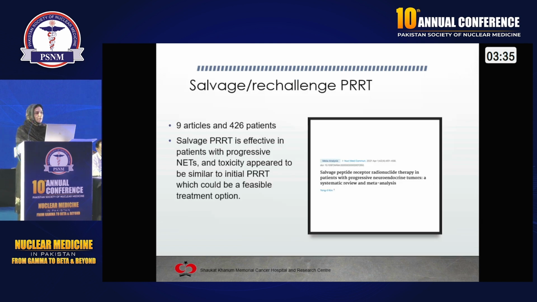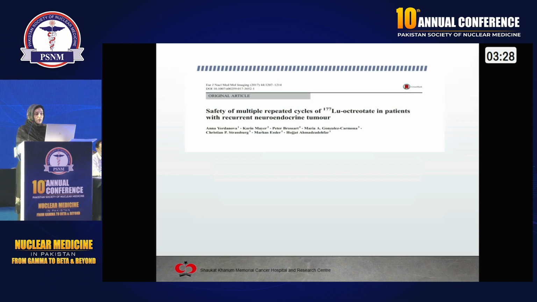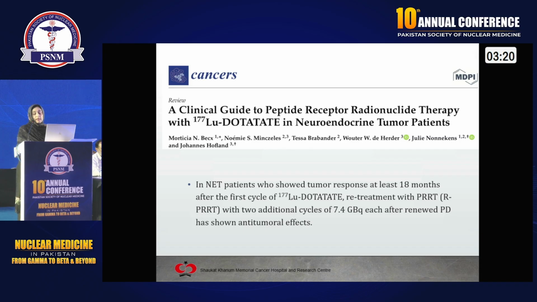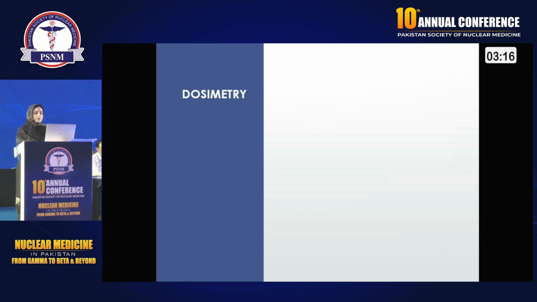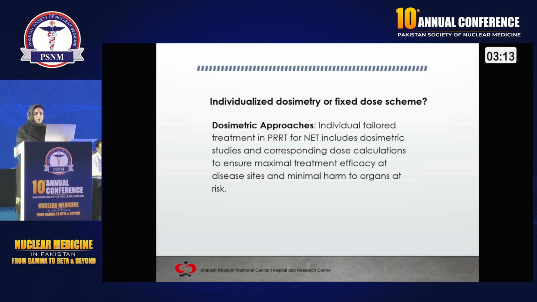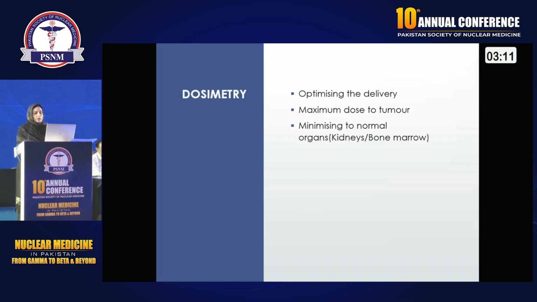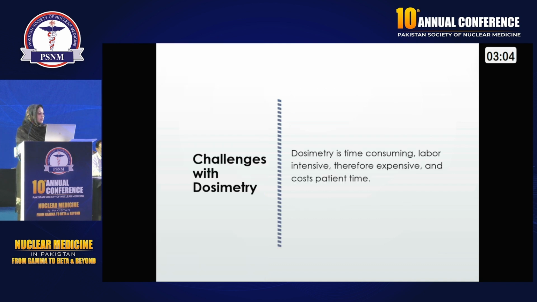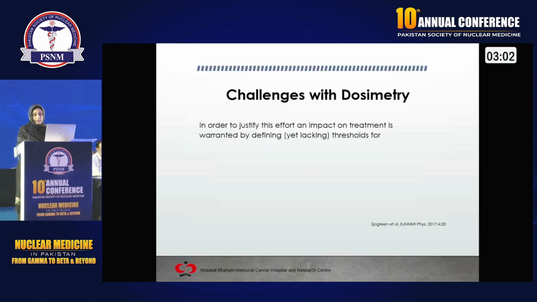We also come across discussions about when to give salvage re-challenge. I think it's quite established in many parts of the world. We ourselves, if the patient has responded in the first 18 months of treatment, we do offer it if they have progressed after. Dosimetry is an ongoing discussion. In an ideal world, yes, it would guide us, but it is time consuming and labor intensive. In most of the places I worked before and where I'm working now, we don't really do it.